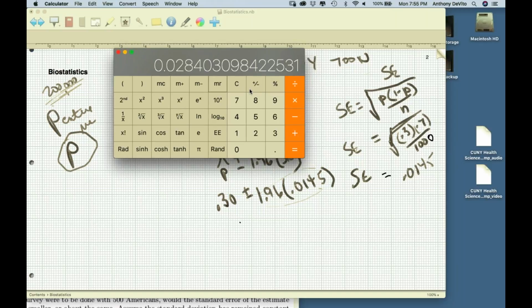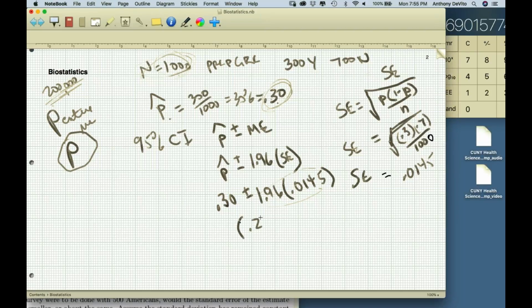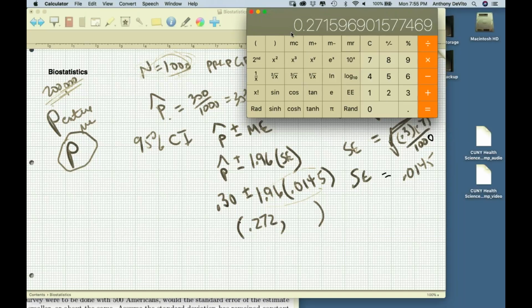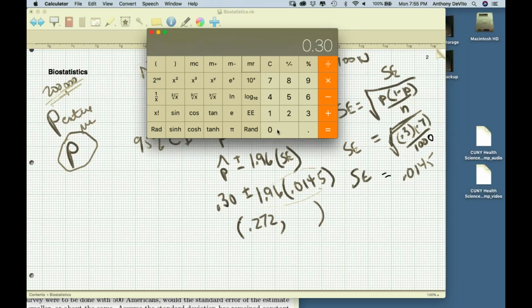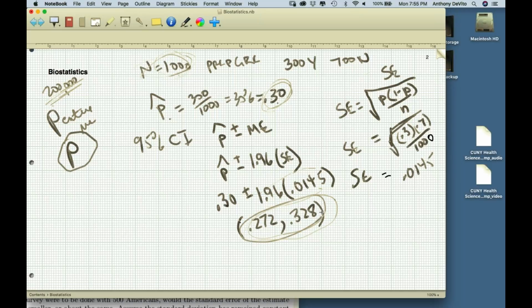So I'm going to clear this, and I'm going to say, let's see, 0.30 minus, I'll recall this, and this comes out to 27.2%, 0.272. And the upper limit to our confidence interval is going to be, and at this time I'm going to clear that out, and I'm going to start with 30%, 0.30, and I'm going to add my margin of error. And that's going to be equal to 32.8, 0.328.